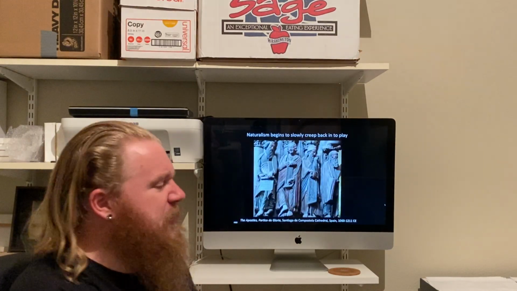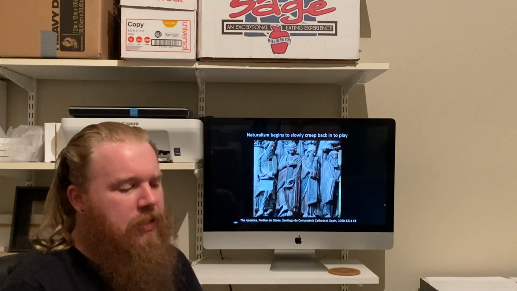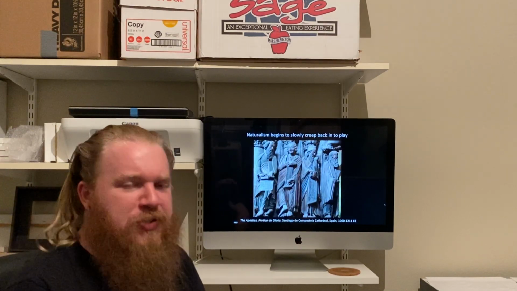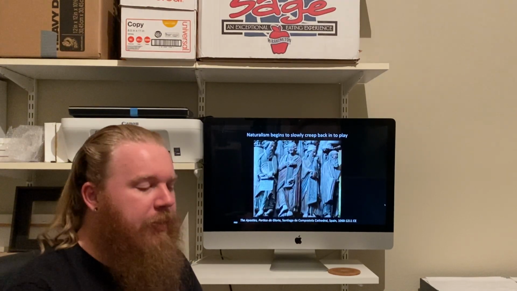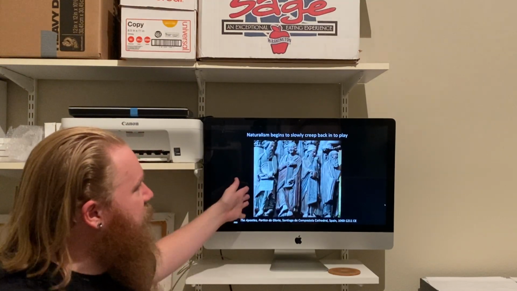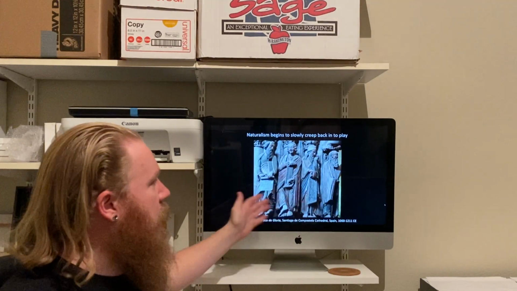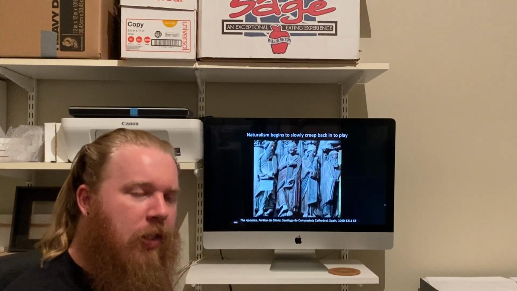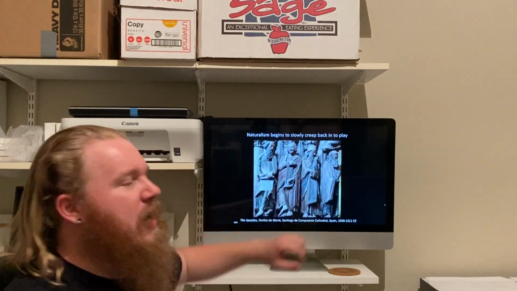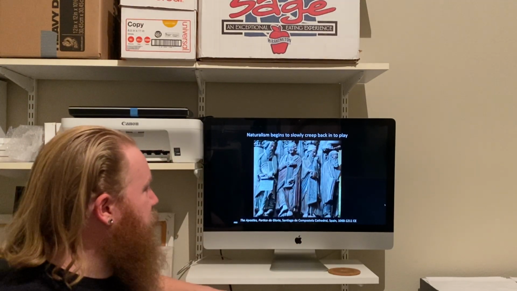However, we begin to see naturalism slowly start to creep back into a lot of this kind of church architecture, especially as we move into the Gothic period. But here we can see a nice example of that. This is sculptural work that would have been or is in association with the portal of one of these cathedrals, so they would flank either side of the doorway. But what we see here are various apostles.